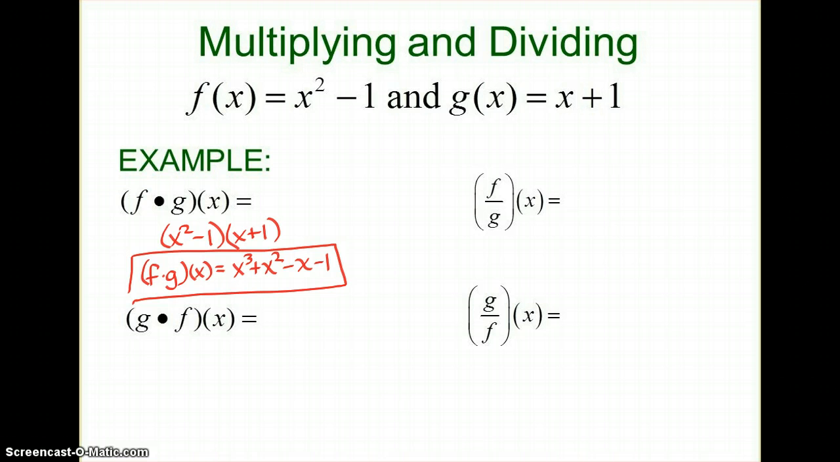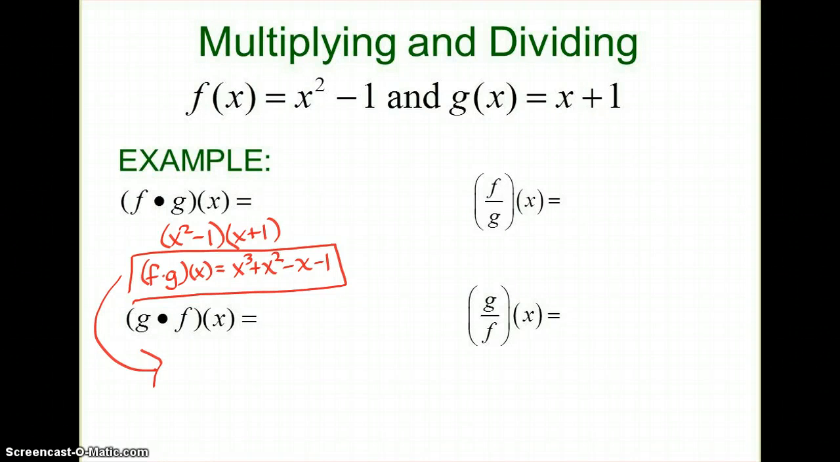Now, as far as the domain goes, if you look at your original two functions up here, this has a domain of all real numbers. This has a domain of all real numbers. When I put them together and I multiply them, this polynomial has a domain of all real numbers. And again, remember, when I think domain, I think of, is there anything that I couldn't be doing here? And there isn't. I mean, there isn't a real number that you could not put into that problem and get a real number as an answer. So your domain is all real numbers, which then makes the next one very easy.